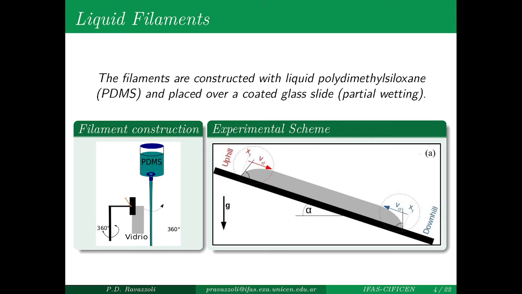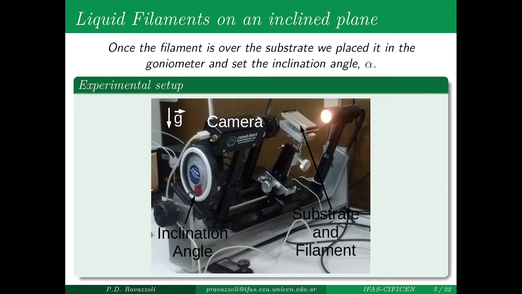As we can see in the scheme, we will focus on the retraction of each extreme, where the uphill extreme recedes in favor of gravity and the downhill does it against gravity. The process also implies an advance of the contact line in the transverse direction. Experimentally, we place the substrate with the filament over a commercial goniometer mounted on a tilting base. This allows us to capture what happens at the extremes, one at a time.